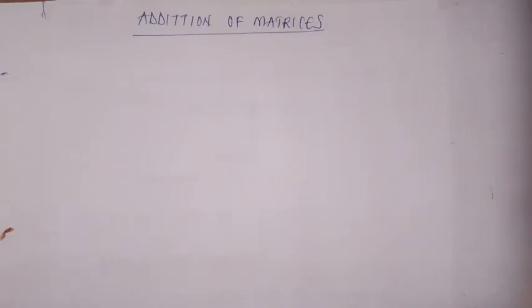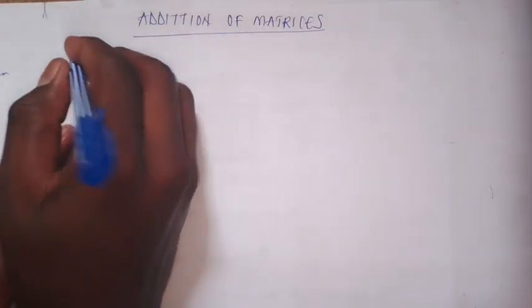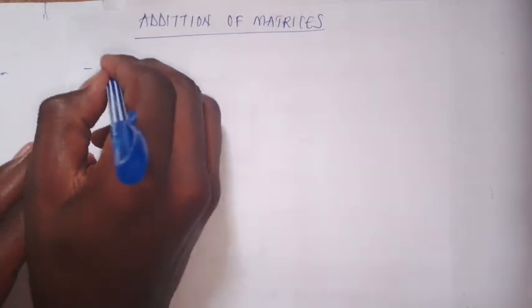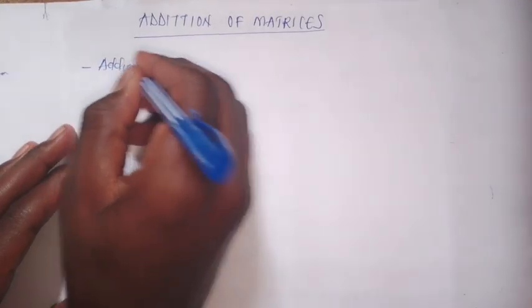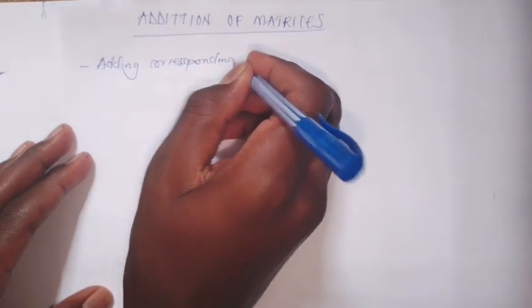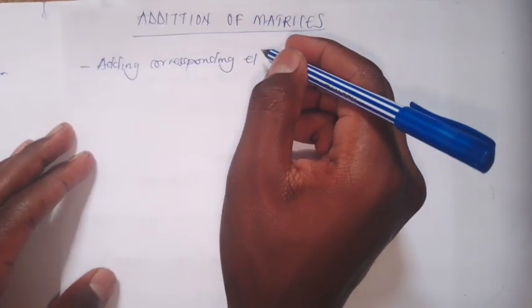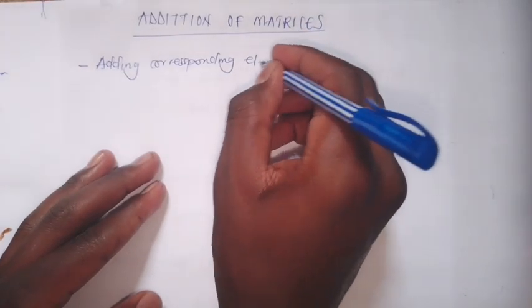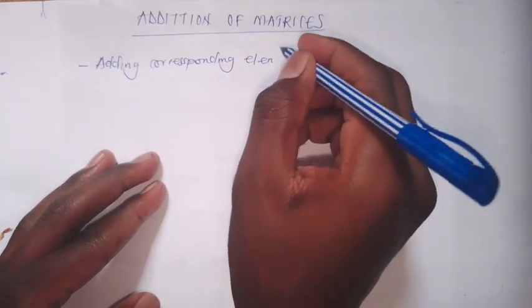Okay, so let's now talk about the addition of matrices. How do we add matrices? Pay much attention. We add corresponding elements. So addition of matrices is done by adding what? Adding corresponding elements. I'm sure you all know what the word corresponding means. If not, don't worry, you will know.